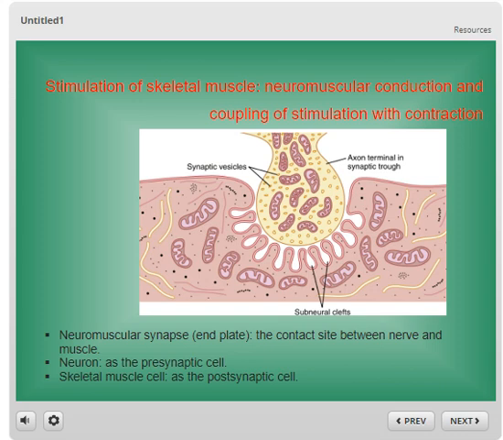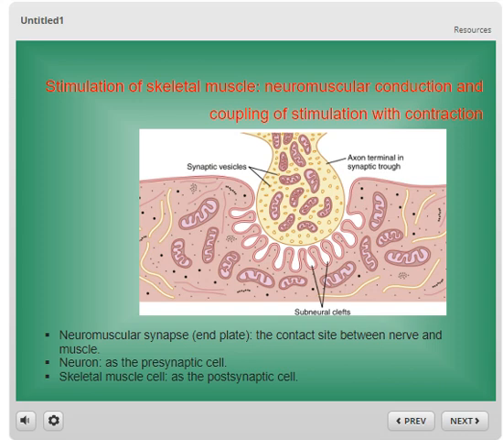A neuron acts as the presynaptic cell that sends signals to the muscle. When an action potential travels down the motor neuron, it triggers the release of neurotransmitters, primarily acetylcholine, into the synaptic cleft.